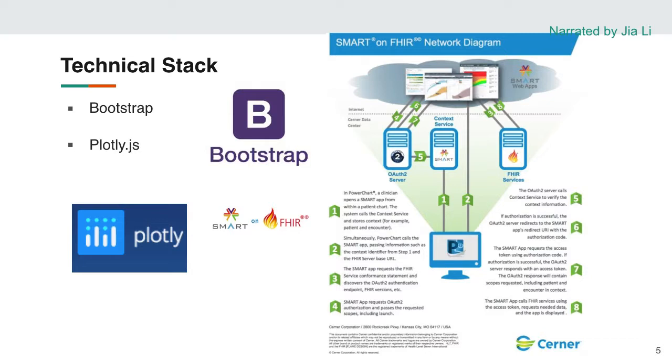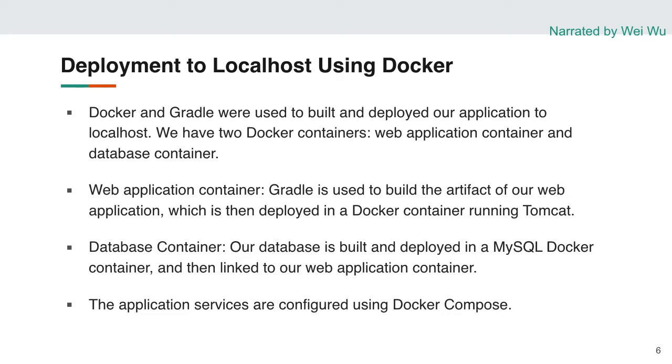To reach the goal, we studied the Smart on Fire network model. The technology stack used here in this project include, but not limited to, HTML, JavaScript, Bootstrap, and Plotly. Our web application can be easily built and deployed locally using Docker and Gradle. In this slide, I'm showing you how to run our app locally.